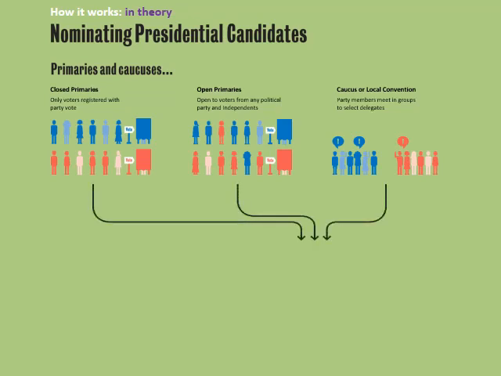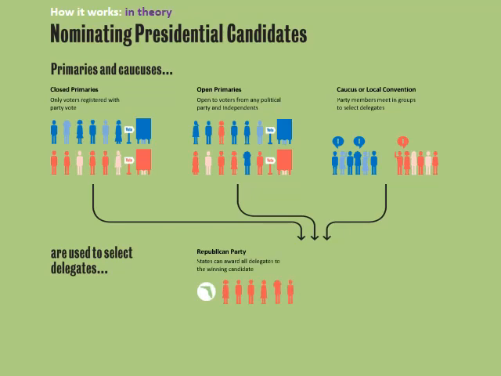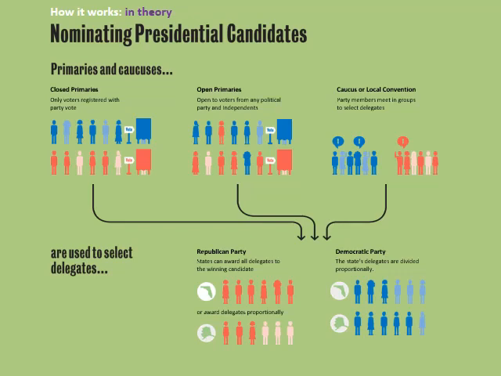From the primaries and caucuses, we select our delegates. States can award all delegates to the winning candidates in the Republican Party, or they can award delegates proportionally. In the Democratic Party, the state's delegates are divided proportionally.